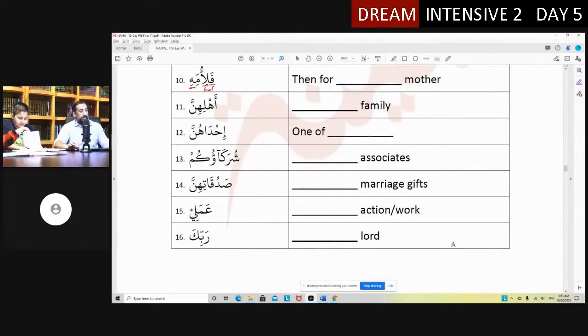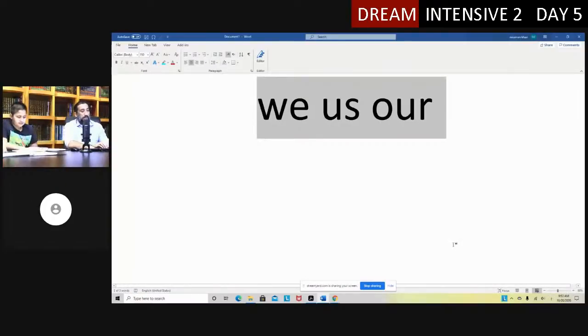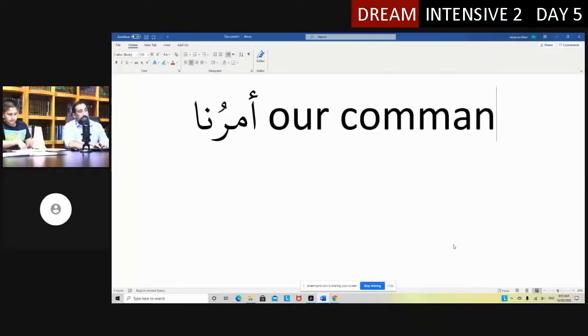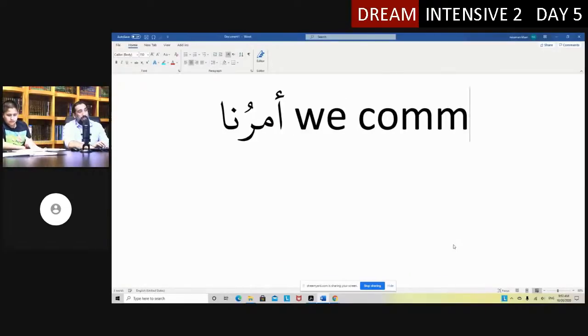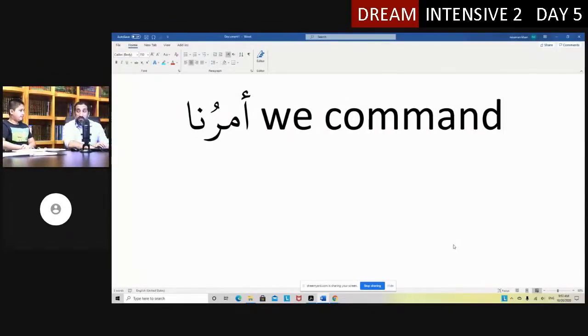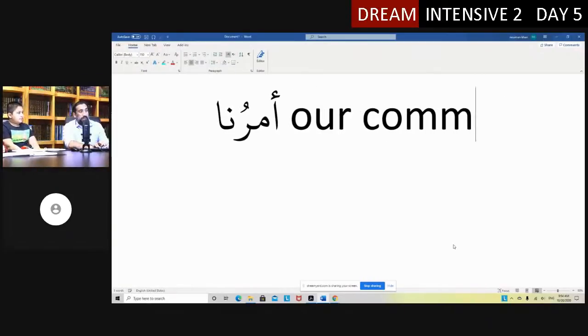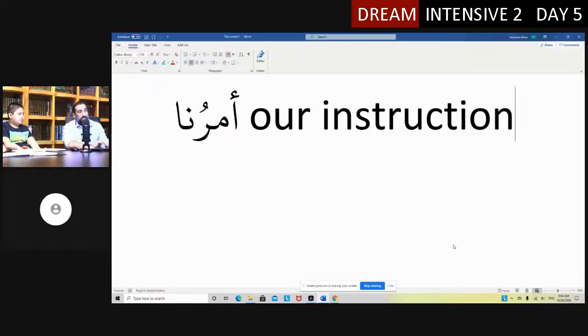Okay, so the command thing, somebody still asked, Amruna is our command, but somebody said, well, why can't we say we command? Because that's a fi'il, a present tense fi'il, and you haven't learned that properly enough yet. This is an ism, so we can't translate it like that. It'll be our command or our instruction. That's the right translation. There's no possible way to look at Amruna and say we command. That doesn't exist. Okay, let's go to page 20, everybody.